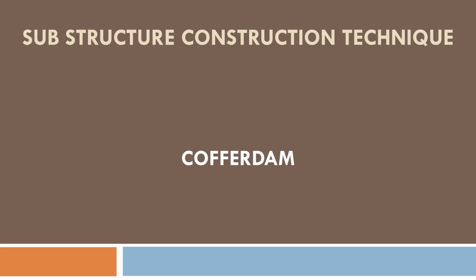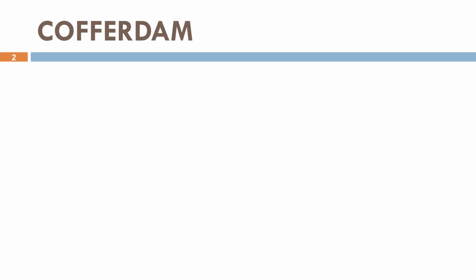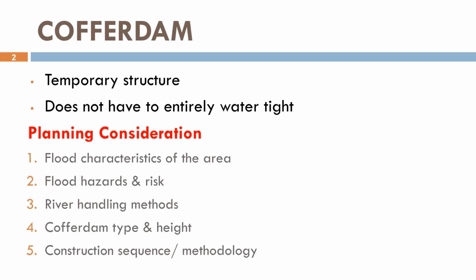By the end of this lecture, you will understand what a cofferdam is, its types, construction sequence, and practical applications in civil engineering. Let us begin with the definition. A cofferdam is a temporary enclosure built within or across a water body to create a dry working area for foundation construction. Unlike permanent structures, it is removed after the work is completed. A cofferdam does not need to be completely watertight, as minor seepage is controlled by continuous pumping.